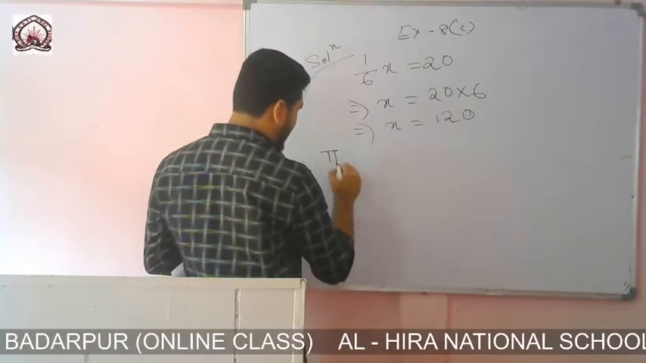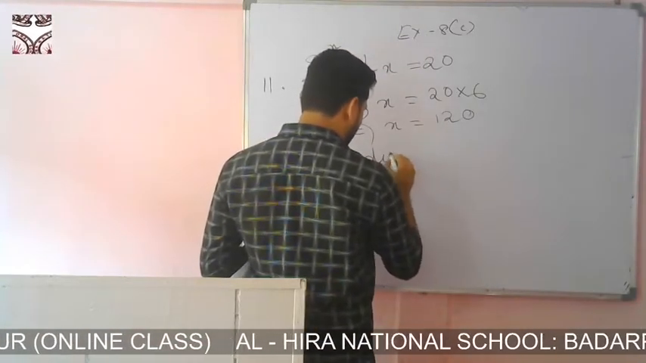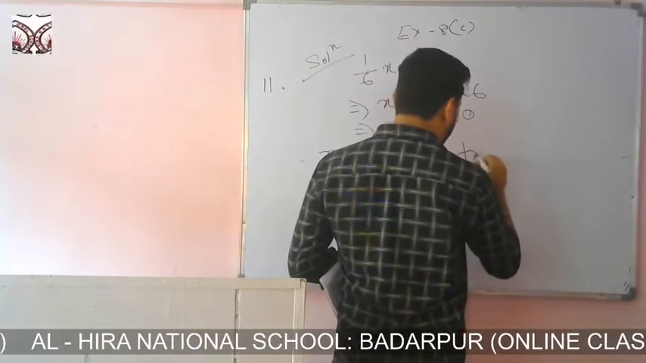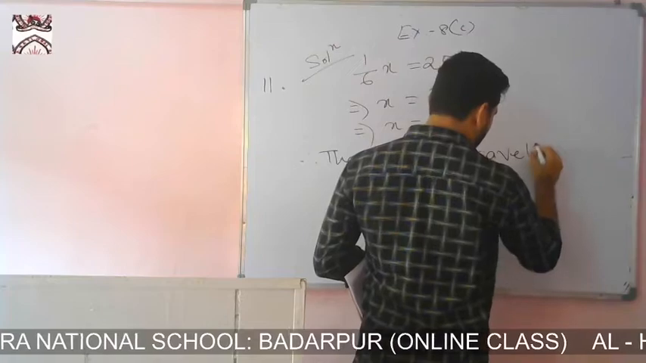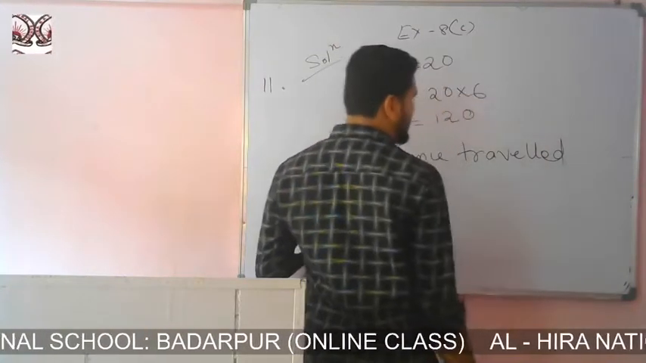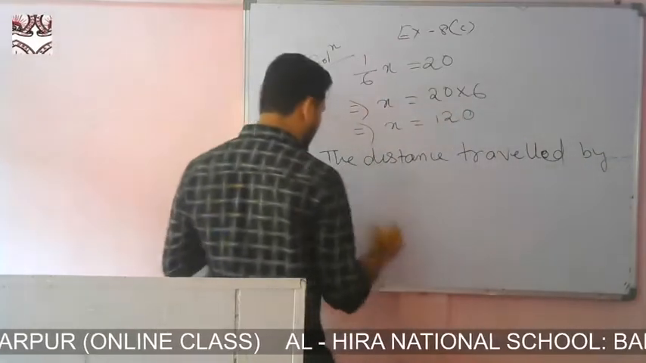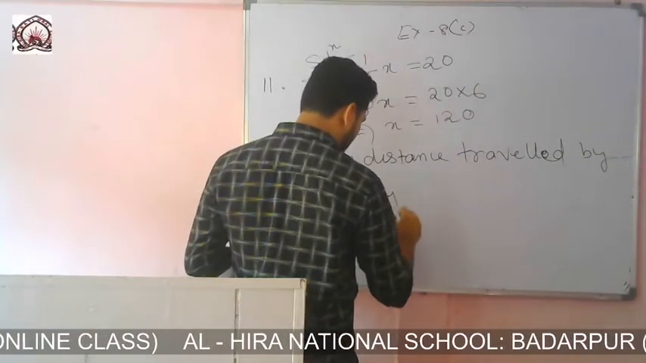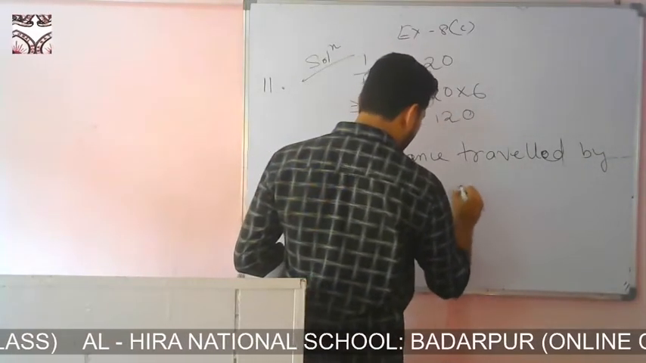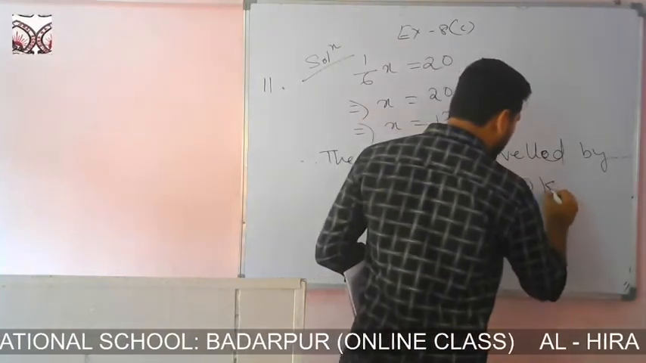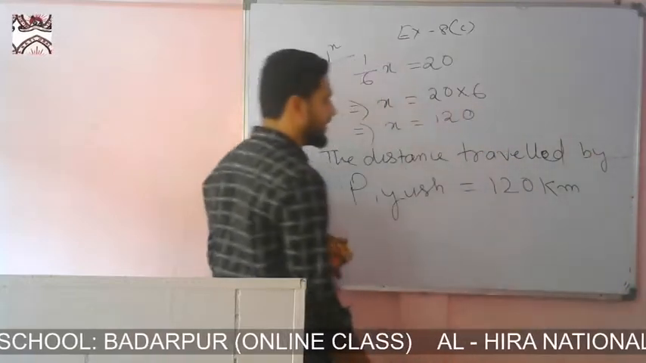Therefore the distance traveled by Piyush goes to what? 120 kilometers. Okay, that is the answer.